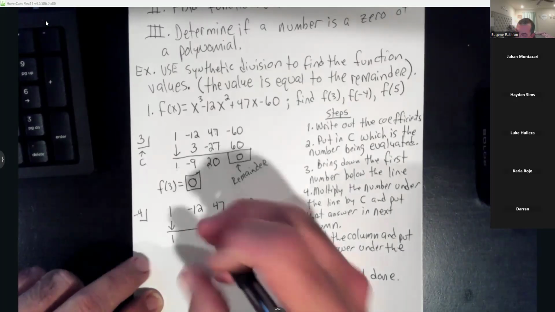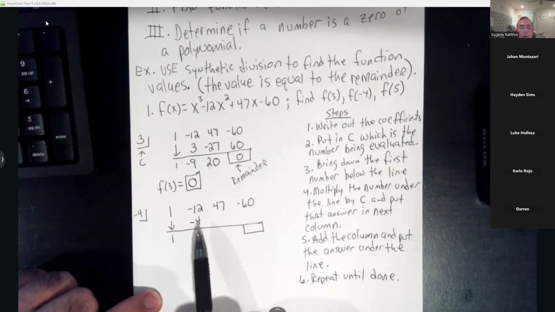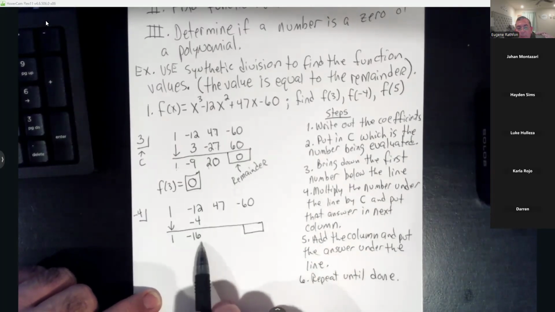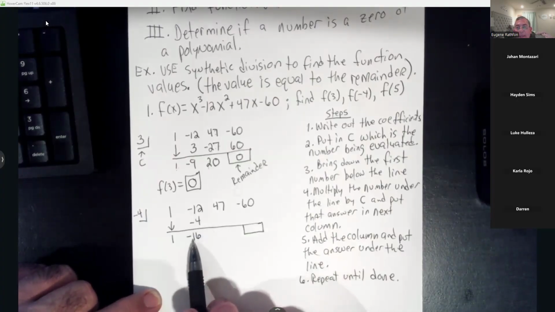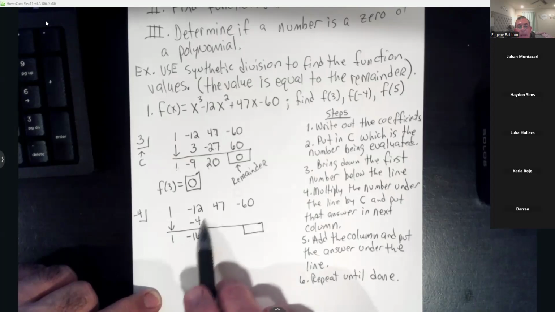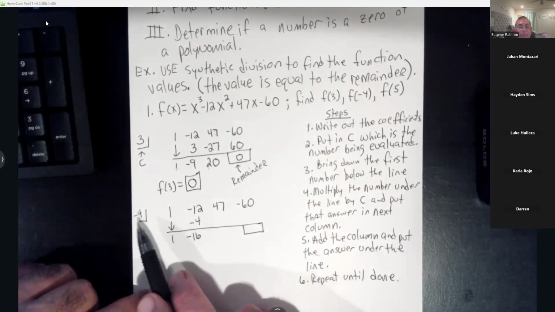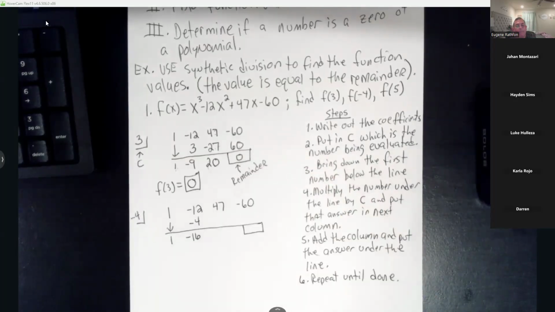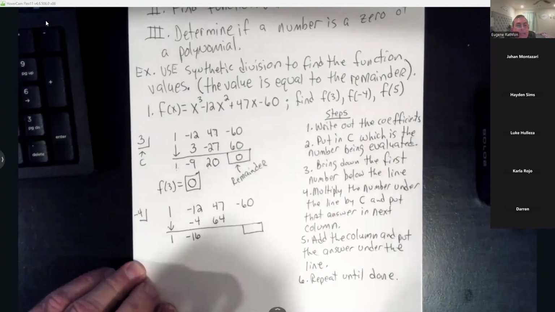1 times negative 4 is negative 4. Negative 12 and negative 4 is a negative 16. The biggest mistake I see right here is that when people add two negatives, they accidentally make it positive. But remember, when you add like signs, they keep that sign. Now I have negative 16 times negative 4. That's going to be a positive 64.